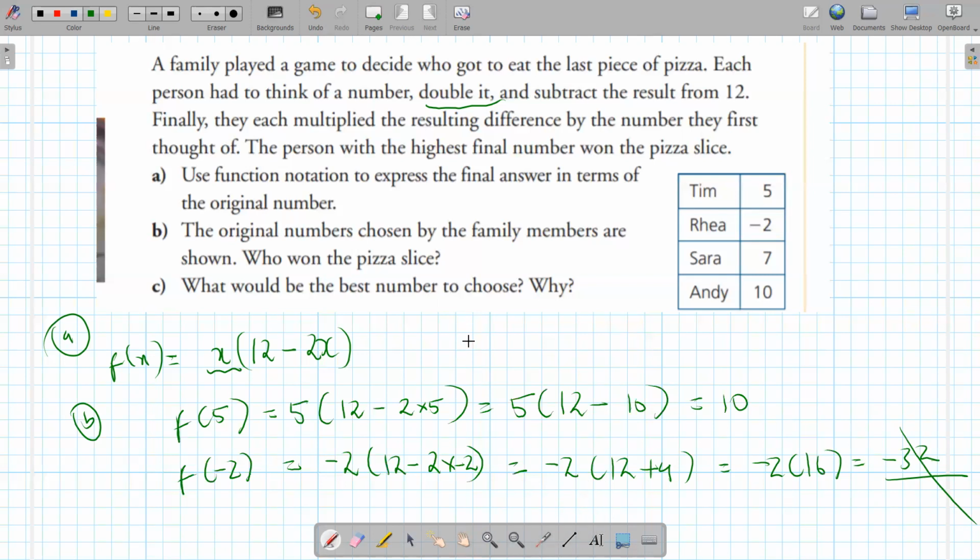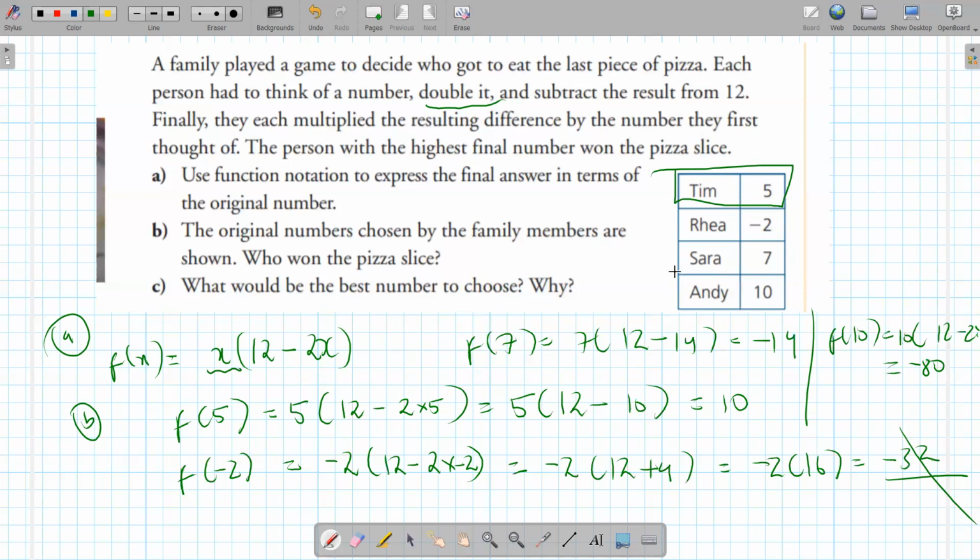Again, we can do the next ones really quickly. So f of 7 is going to be 7 times 12 minus 14. That's going to be -14. And then finally f of 10 equals 10 times 12 minus 20, and that is going to be -80. So who had the highest? F of 5 had the highest, so Tim won the pizza slice.